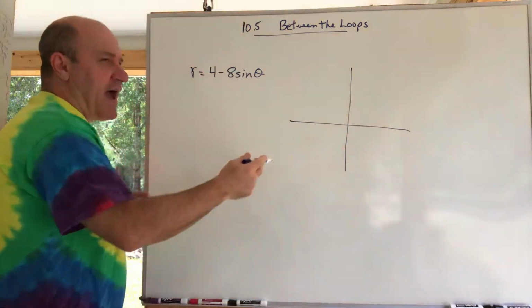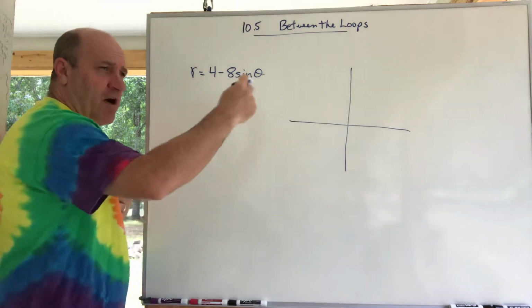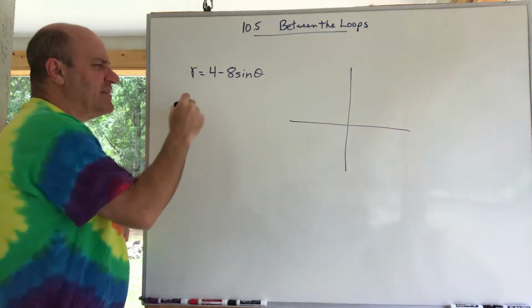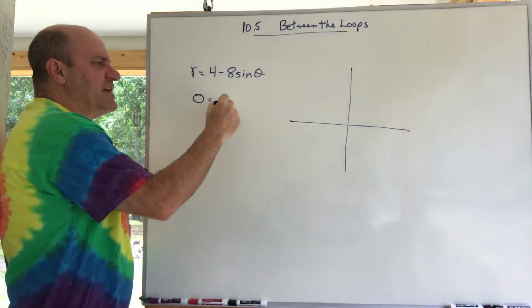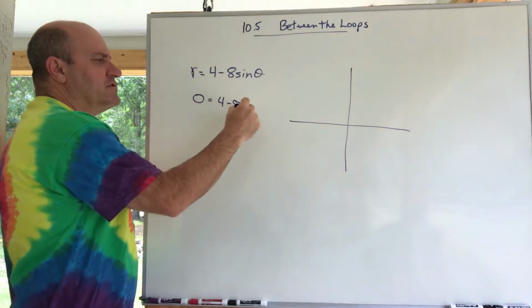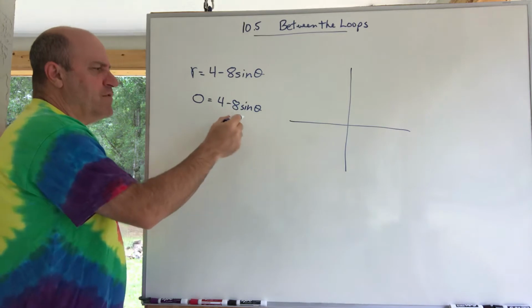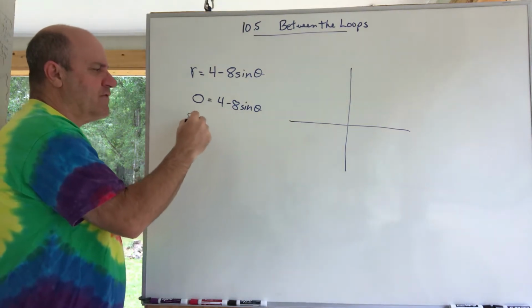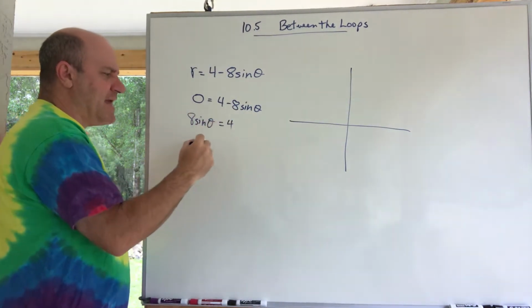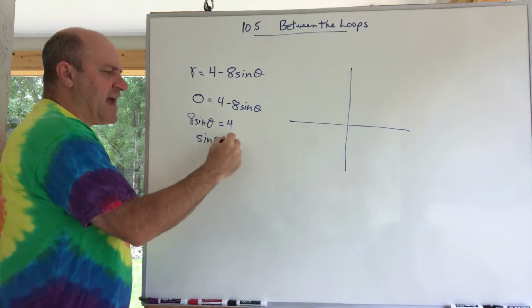I want to sketch a graph, and my calculator would help me. But I want to set this equal to 0. I want to find the tangents at the pole. So I set this equal to 0. That was a technique we learned. I'm going to move this 8 sine theta over. I'm going to divide by 8, so sine theta is a half.